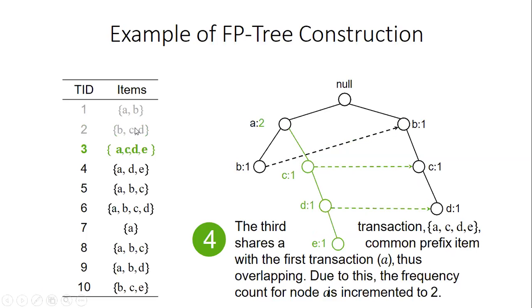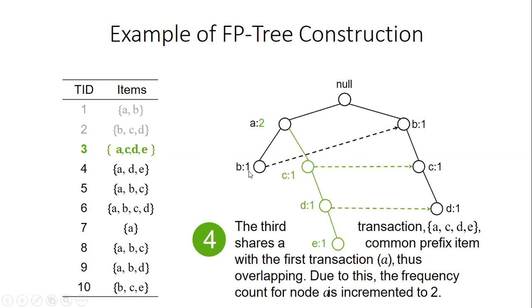These two are disabled because they are already done. Currently we are in the third transaction, A, C, D, E. Yes or no? The starting item is the item with the highest support count, which is A. That's why it is kept as A here. We have arranged in decreasing order. So is there any branch starting with A from the null node? Yes, it is here. It is B here, but we don't consider this. It is A here. Yes, A.